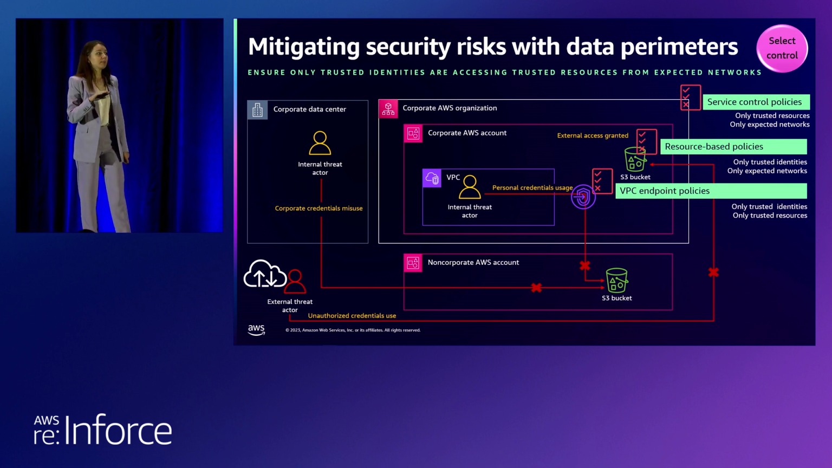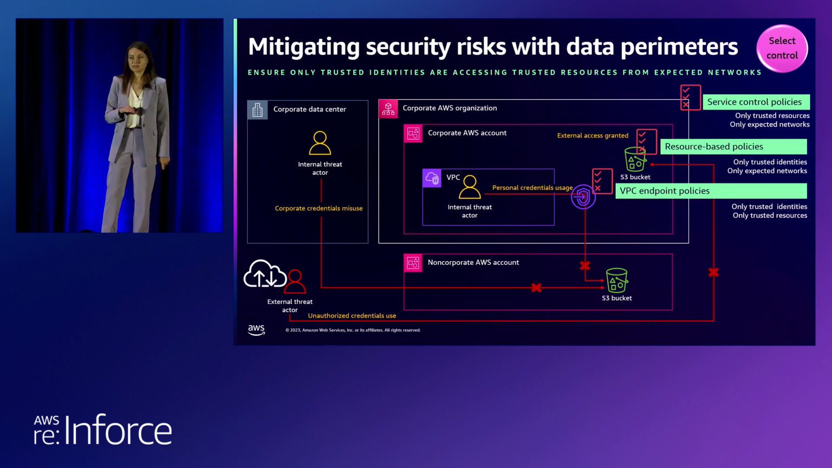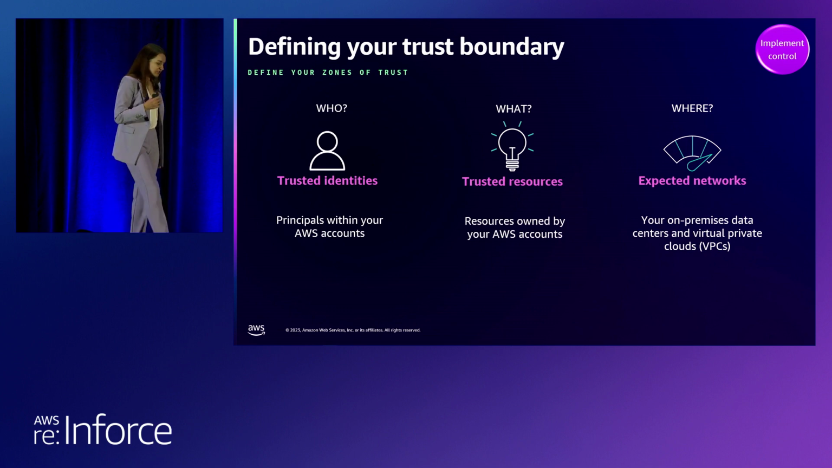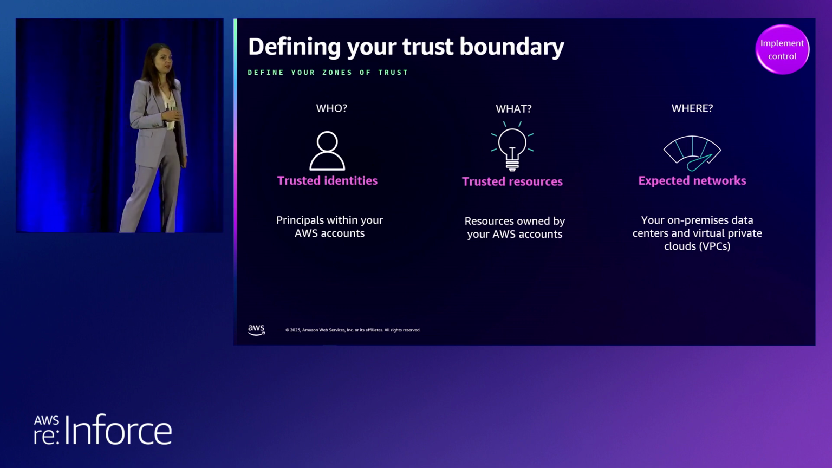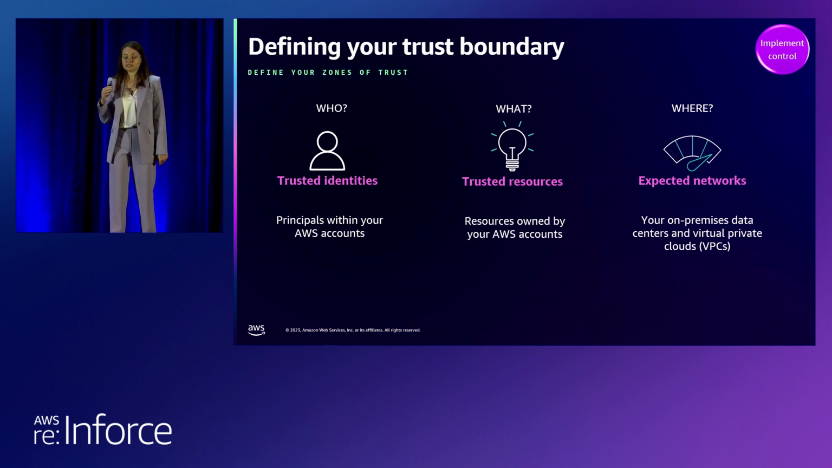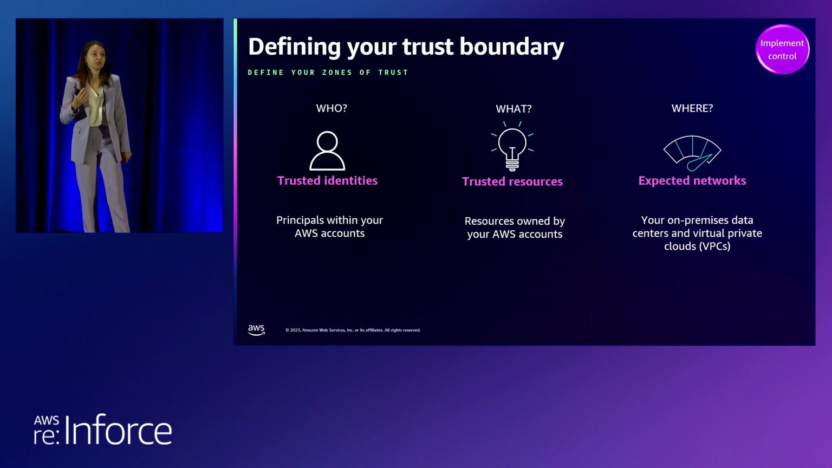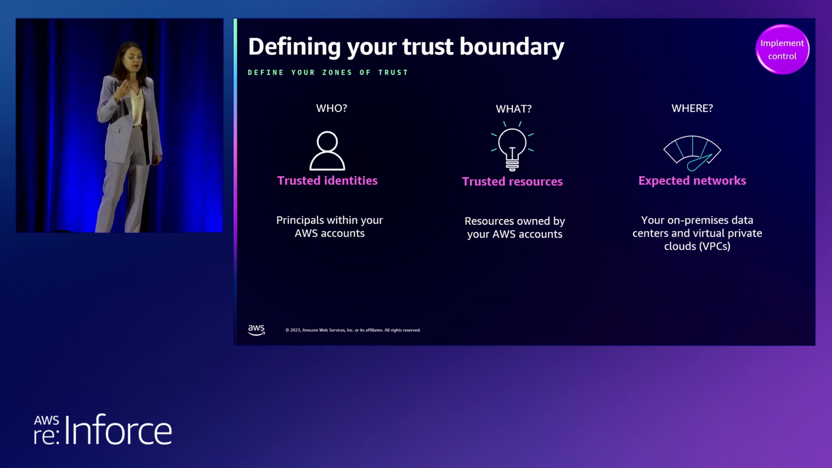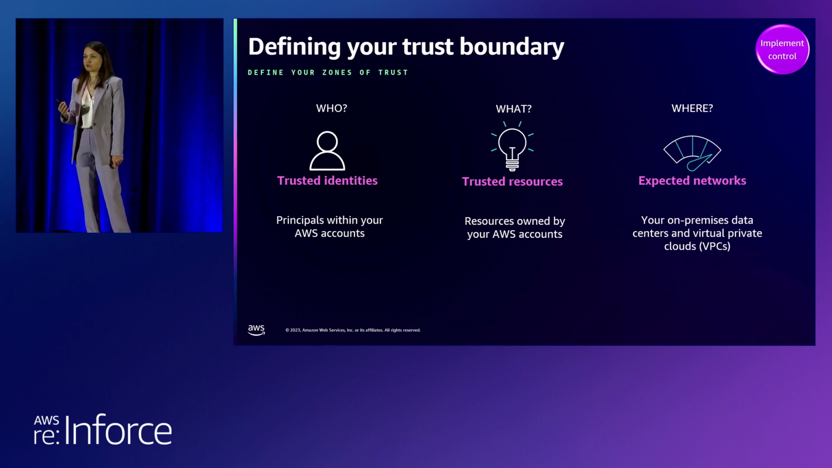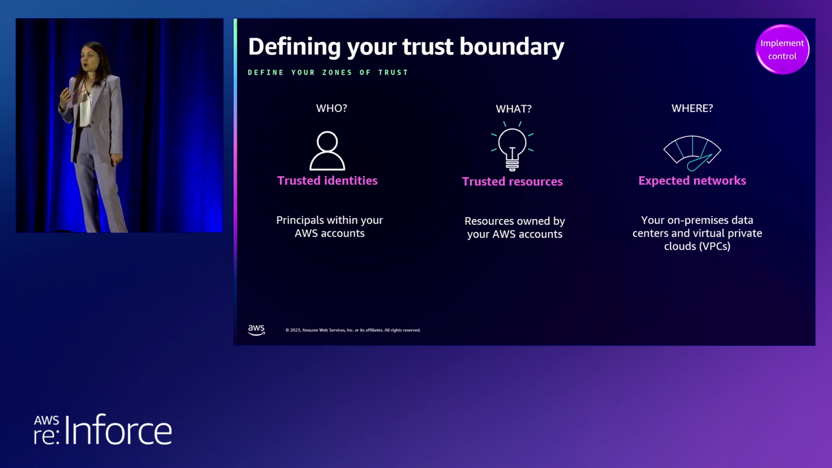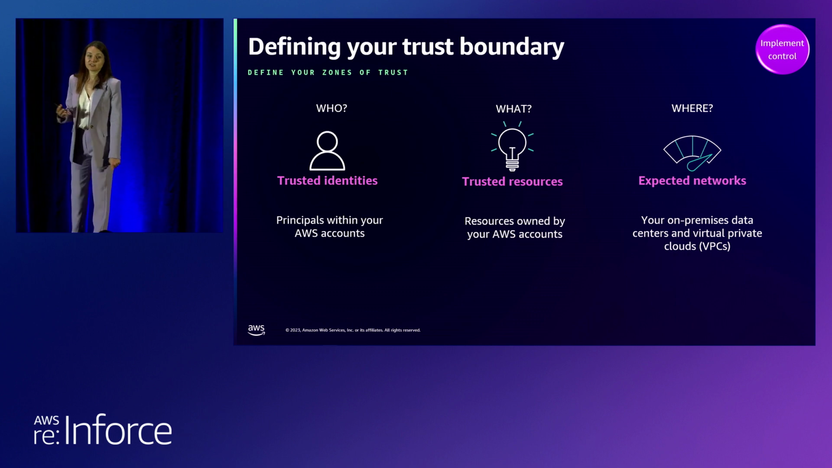So what you see here is that based on the security risk that you're trying to mitigate, you will be selecting an appropriate control and a policy type to do that. But before you actually can codify that control and implement that control, you first need to set your trust boundary. You need to define what that means for your organization. And you normally start with saying that I trust something that I'm in full control of, meaning that trusted identities, resources, and expected networks are identities, resources, and networks that belong to your organization.